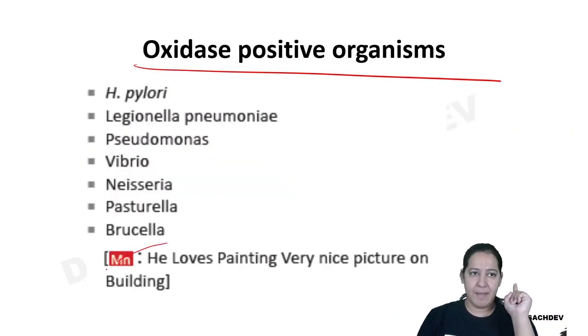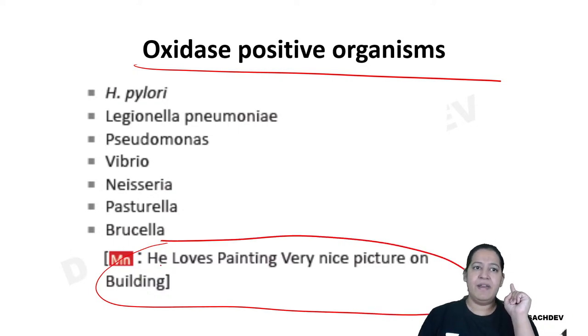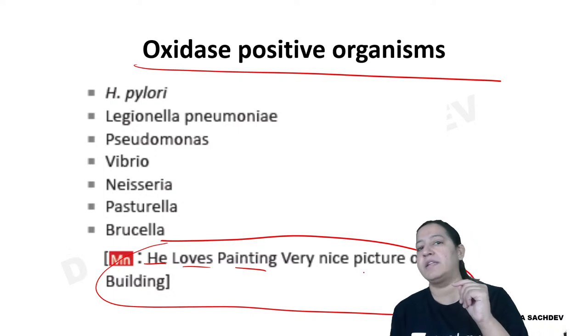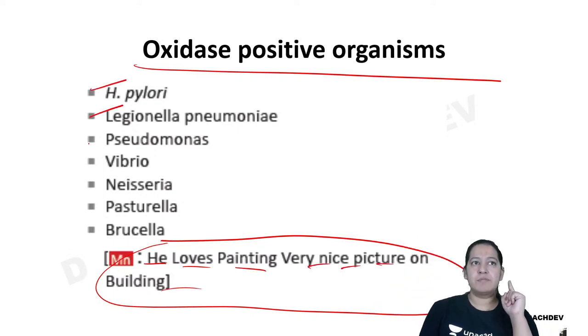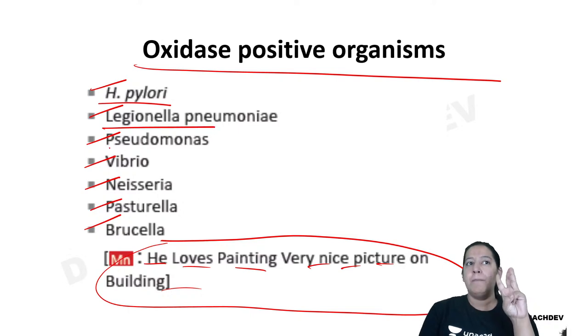I have a mnemonic for oxidase positive. Let me read it. He loves painting. Just a second, I can't see, it is behind the camera. What is written? Very nice picture on building. He loves painting, very nice picture on building. So He is H. pylori, Loves is Legionella, Painting is Pseudomonas, Very nice is Vibrio and Neisseria, Picture is Pasteurella, Building is Brucella.